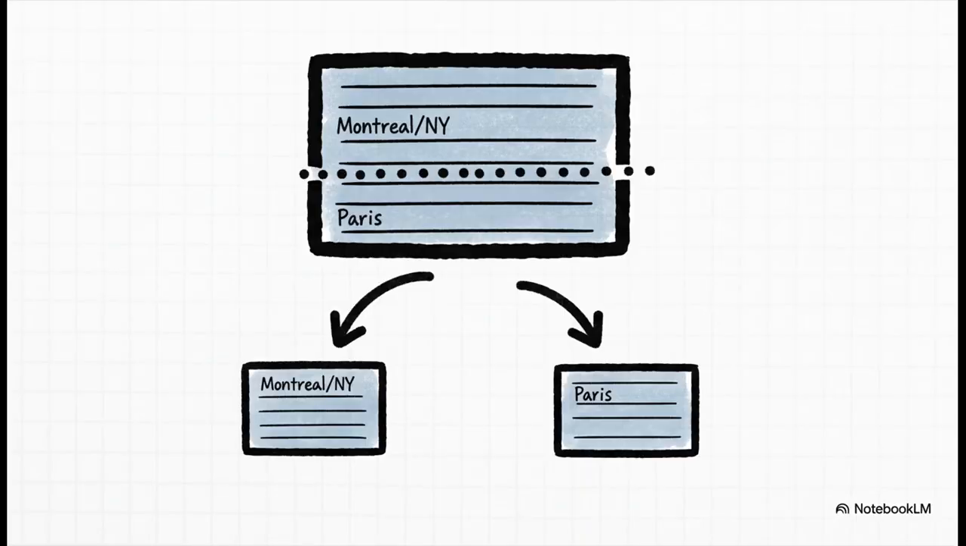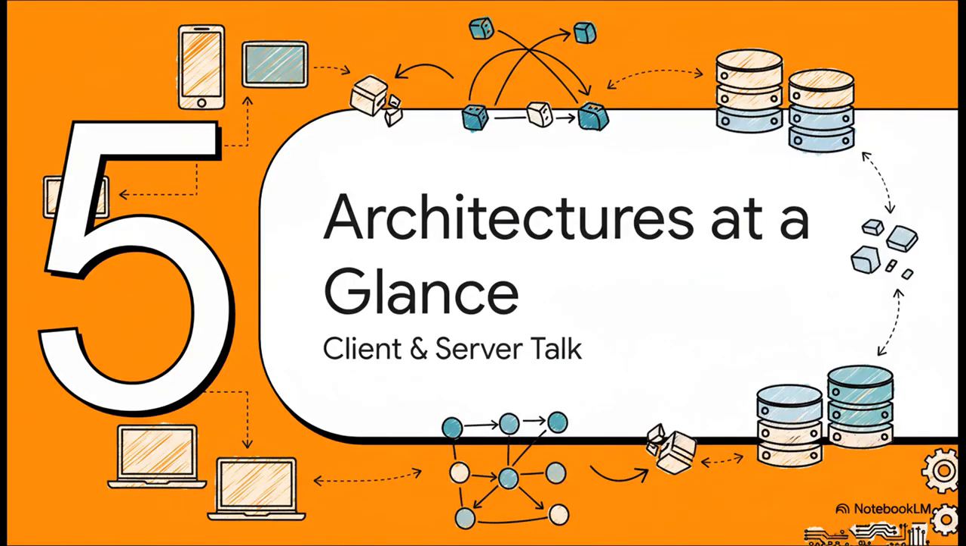Here's a great visual of that. This project table is being split horizontally, based on location. So all the projects in Montreal and New York are in one piece, and the Paris projects are in another. Now think about it. If someone in the Paris office runs a report on local projects, the database only has to search that one small local piece. It's way faster.